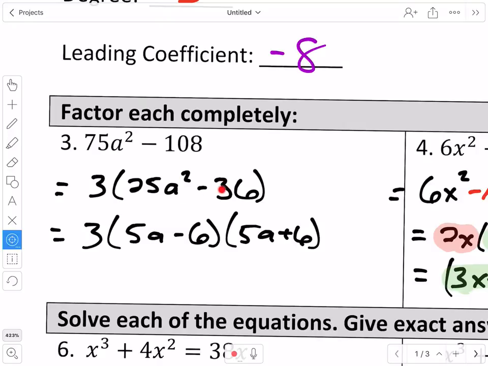Then for this binomial, this is a difference of two squares. 25a squared is a perfect square. 36 is a perfect square. It's a difference. So you take the square root of the first term, 5a, put that in the first spot of each binomial. Make 1 minus and 1 plus. The order doesn't matter. Take the square root of 36, put that in the second spot of each binomial, and it's factored.